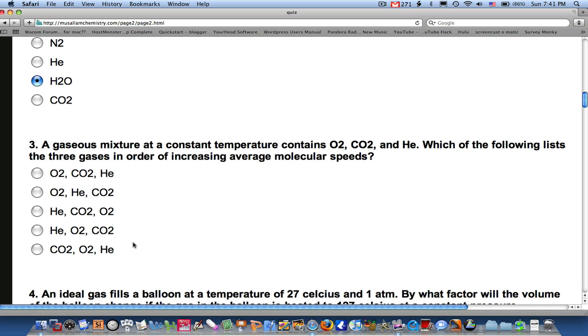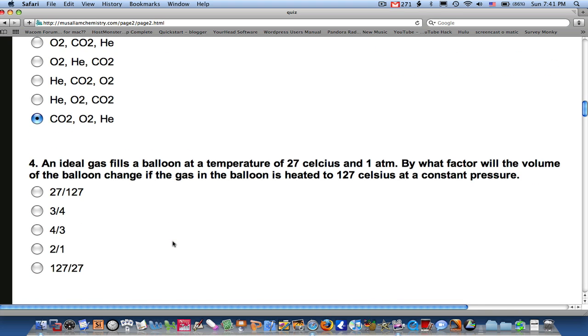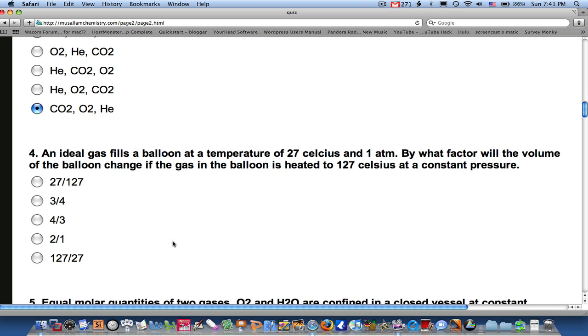Of these gaseous mixtures, which of the following lists the 3 gases in order of increasing average molecular speed? So you should have the lightest one last and the heaviest one first. So O2 is 32, CO2 is 44, and He is 4. So we're going to go CO2, O2, He. That's this choice.